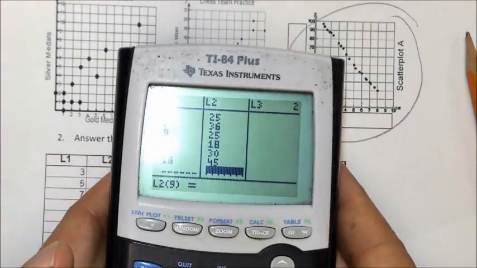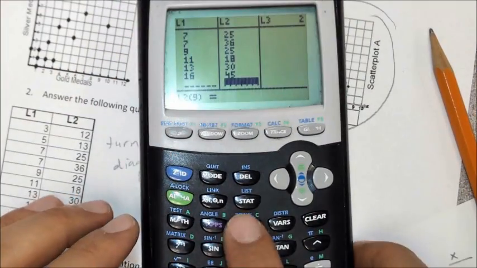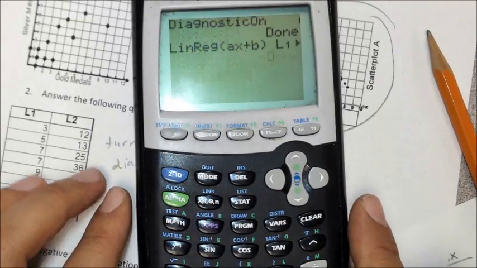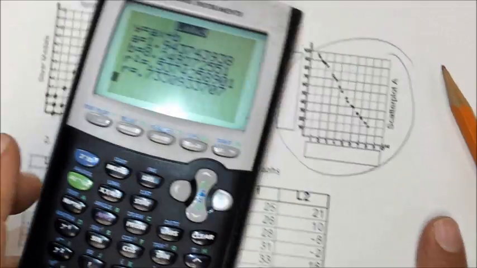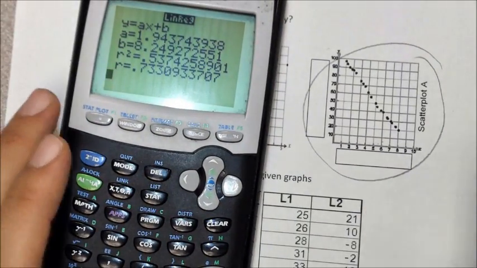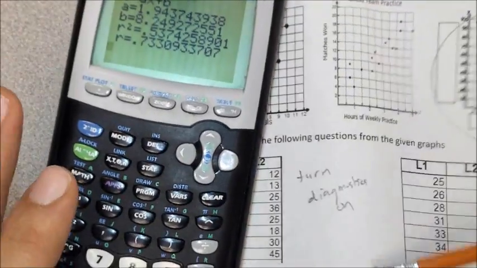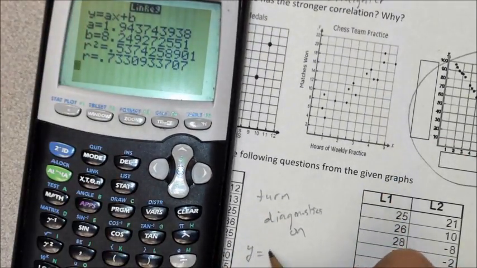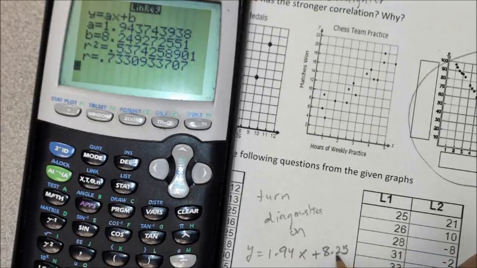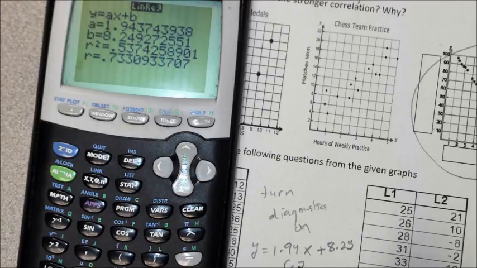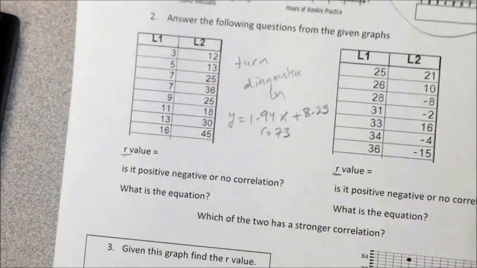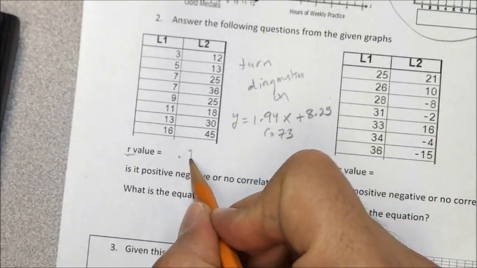Alright, now we're going to go stat to the right for calculate. Alright, final equation for the first one is y equals 1.94x plus 8.25. The r value is 0.73.